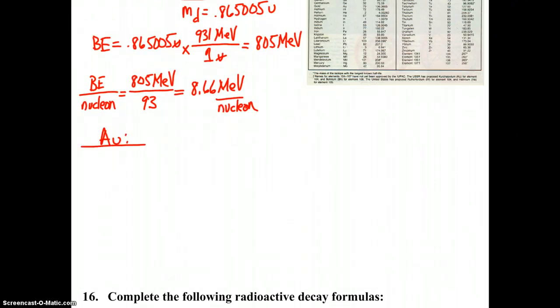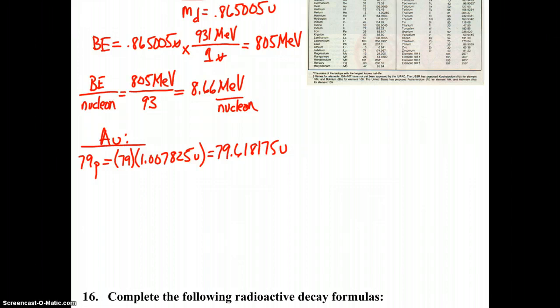Repeat the same process. Gold has 79 protons. There's its atomic number, which is 79 times, again, the atomic mass of one proton, 1.007825. And that gives us a total of 79.618175 atomic mass units.